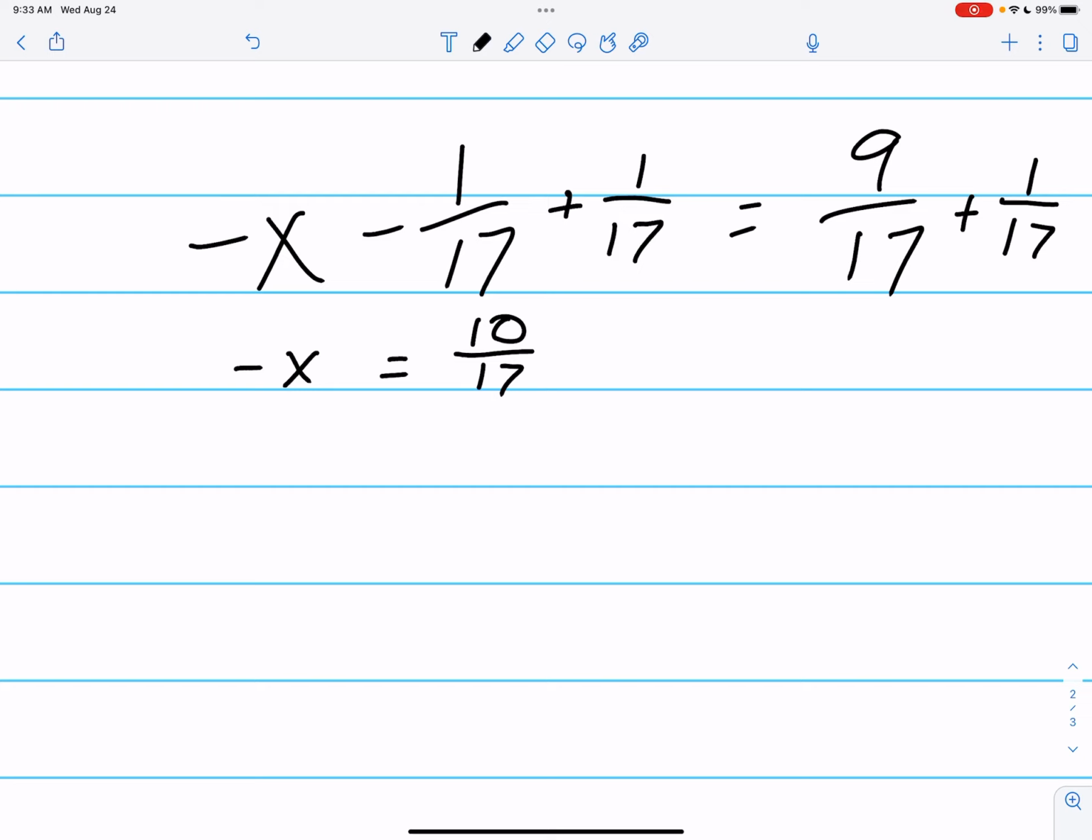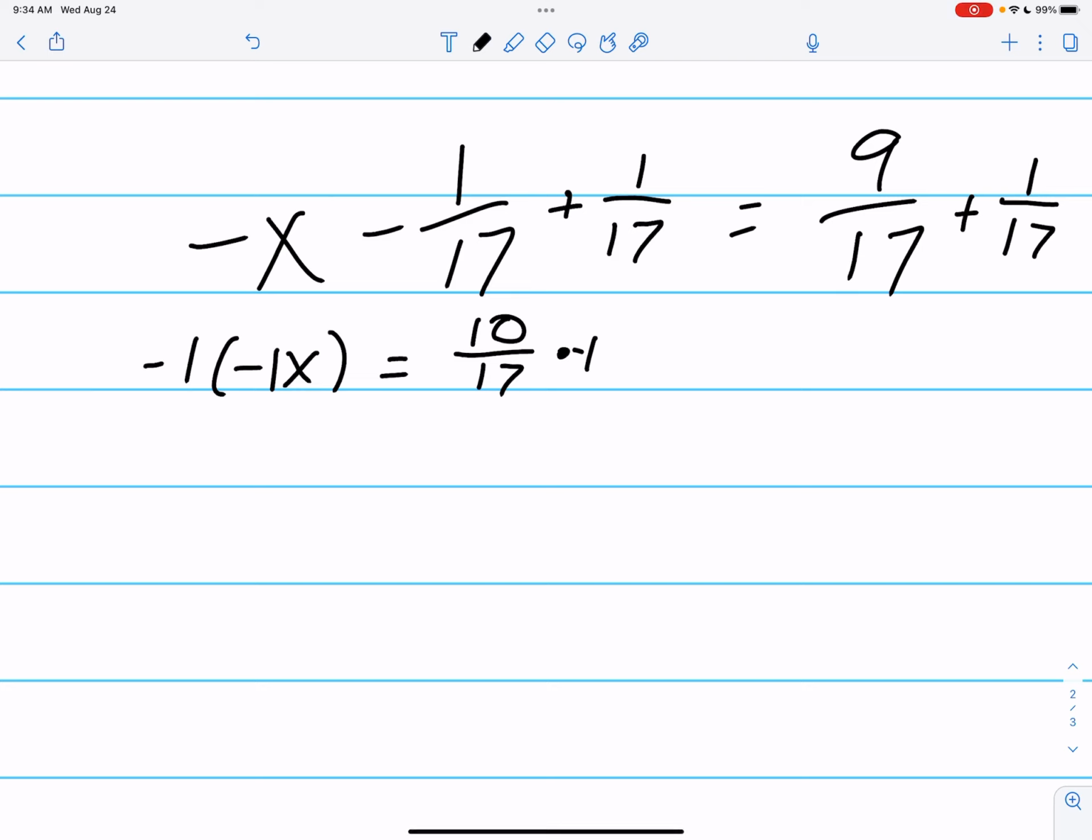Oh, this is where students usually stop and they say x is equal to 10/17, but we've got this negative here. It's implied to have a -1 coefficient. So there's 2 ways that I can deal with a -1 coefficient. I can either divide both sides by a -1 or multiply by -1. -1 is one of those special numbers where it doesn't matter which one you do. So I'm going to, for ease of my brain, multiply both sides by -1.